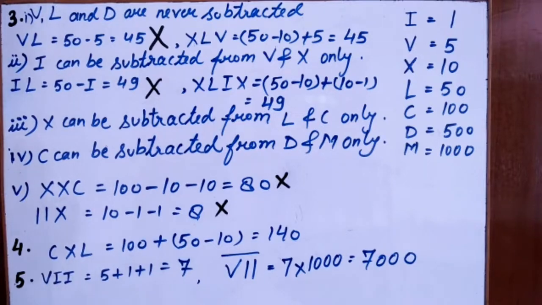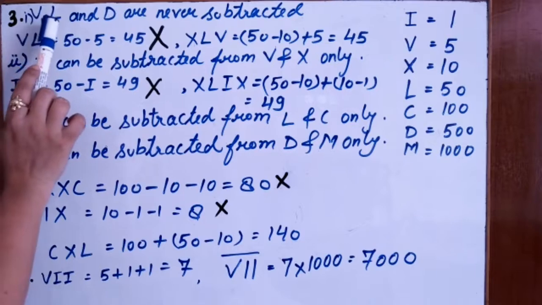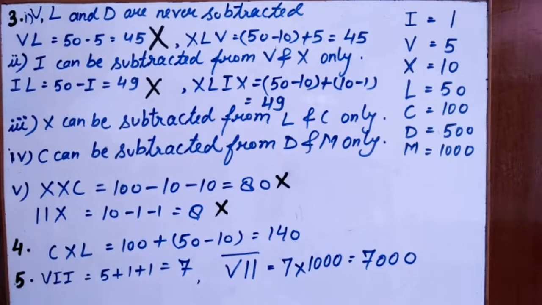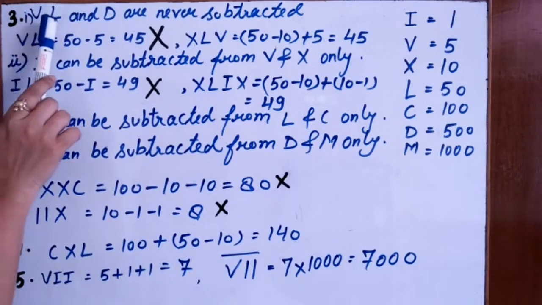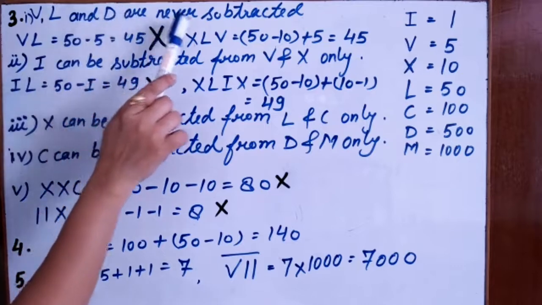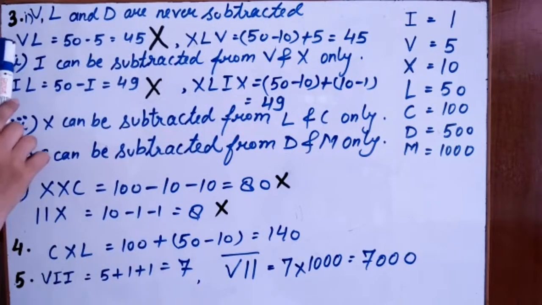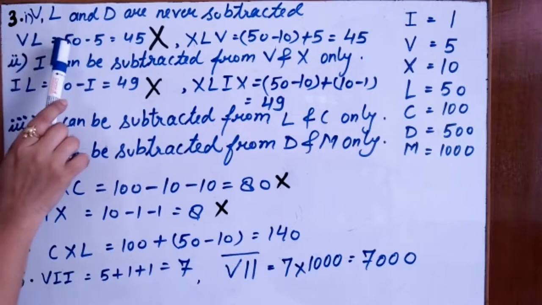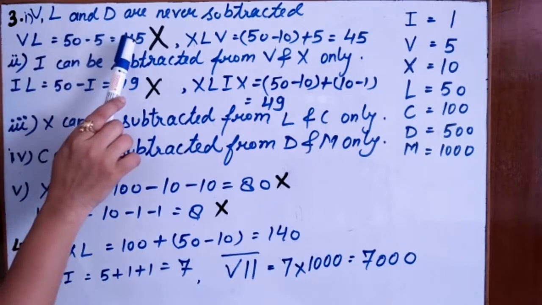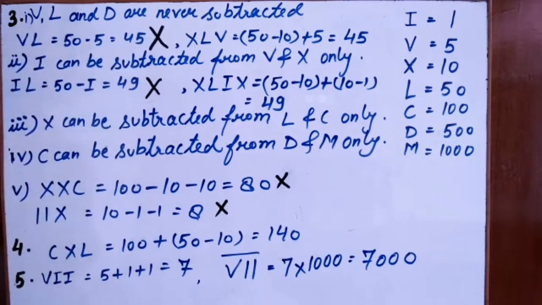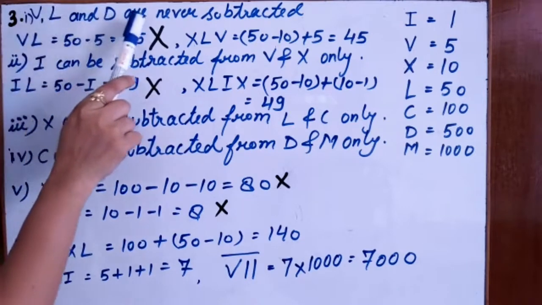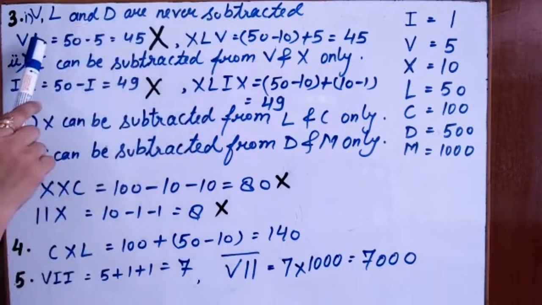The first one is V, L and D are never subtracted. I repeat, letters V, L and D are never subtracted. For example, VL, the value of V is 5 and the value of L is 50. 50 minus 5 is equal to 45, but it is wrong. Why? Because there is a rule. V, L and D are never subtracted. That's why it is wrong.